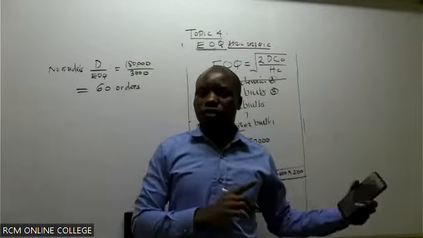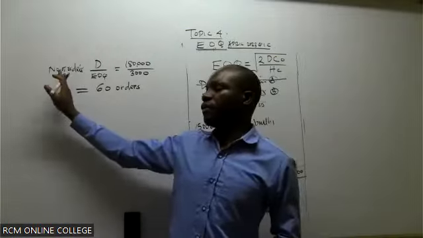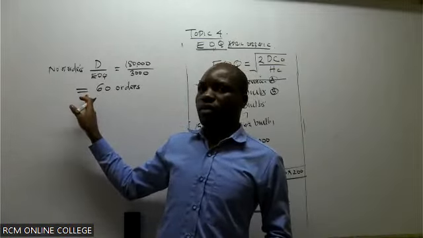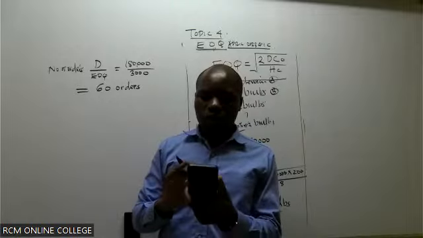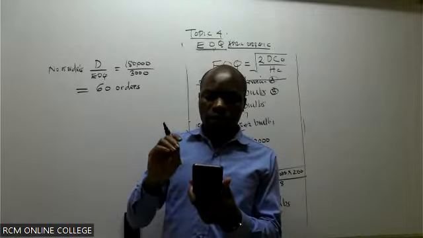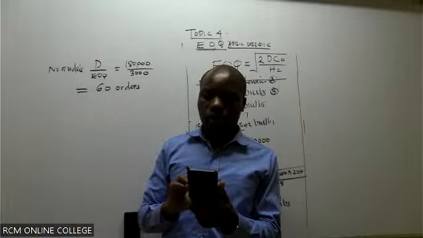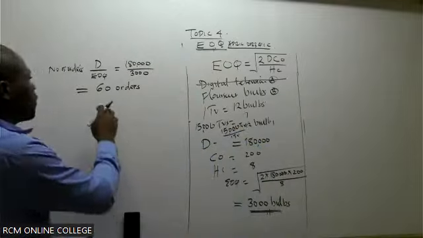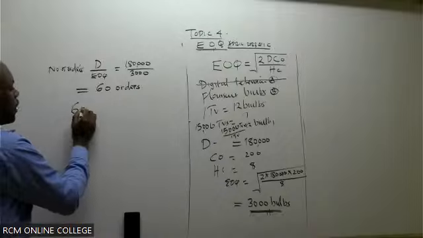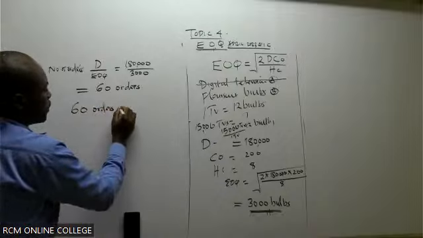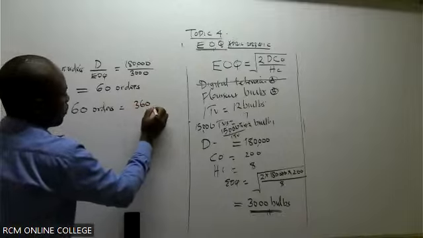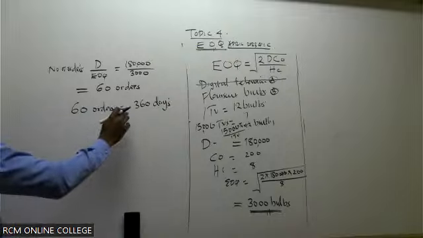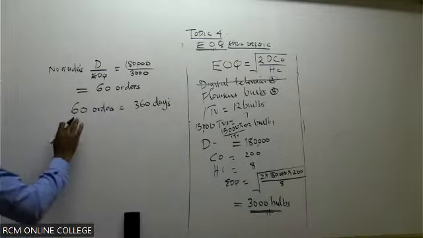The last two questions that we have been able to do were asking us the number of orders, or the frequency. But now, look at the question. They're asking us the number of times per year the bulbs will be ordered, assuming 360 days in a year. So 60 orders is equal to 360 days. For the entire year, for the 360 days, they are making 60 orders.